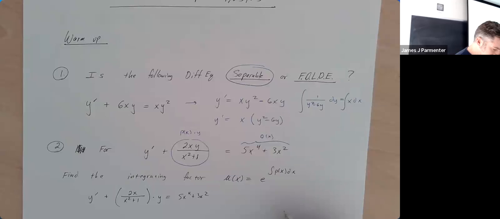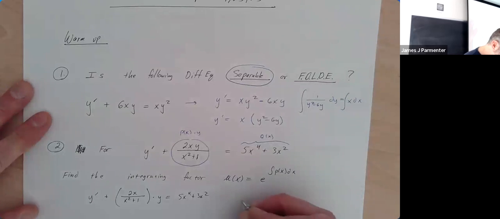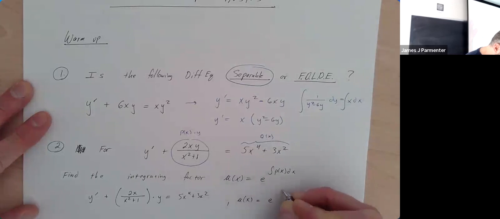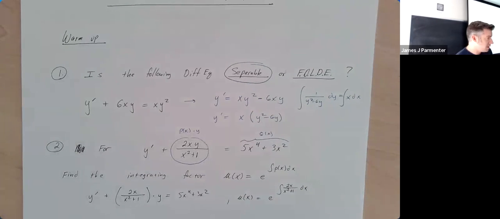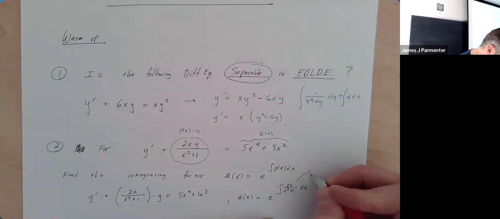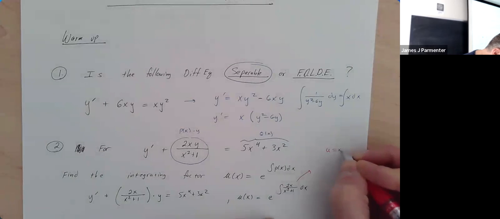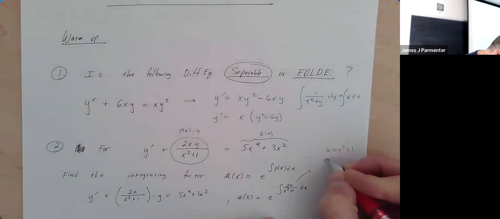And then if we're going to find the integrating factor, mu of x is going to equal e to the integral of 2x over x squared plus 1. This is something that's not too terrible to integrate. It does require u substitution, or at least thinking about u substitution. So if we're going to do the u sub here, we would let u equal x squared plus 1. Du would be exactly 2x times dx.